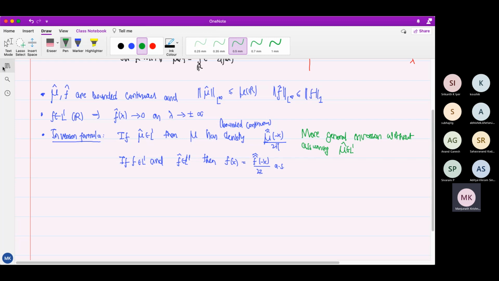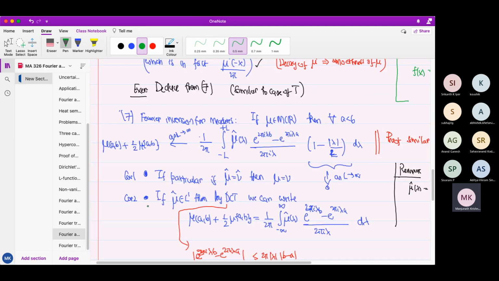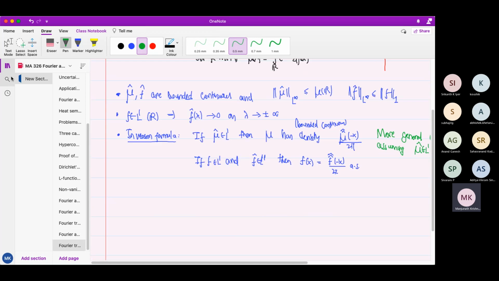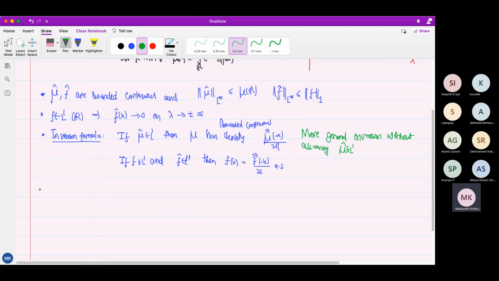And then what are the other aspects I had covered? So the smoothness and decay. Let me come to that point because that is where I was headed next. So smoothness and decay.